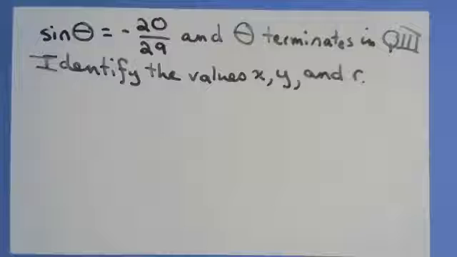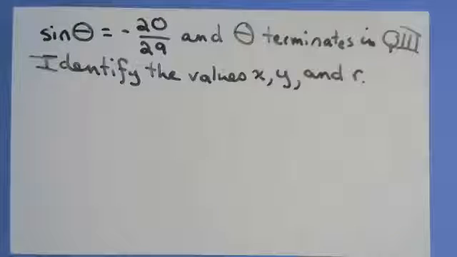We're going to use the ideas of the different trigonometric identities to help us out in this calculation. There's actually two parts to this problem, and I only have the first part written down right now. They tell us that sine of theta is negative 20 over 29, and they tell us that theta terminates in quadrant 3. The first part is to identify the values of x, y, and r.